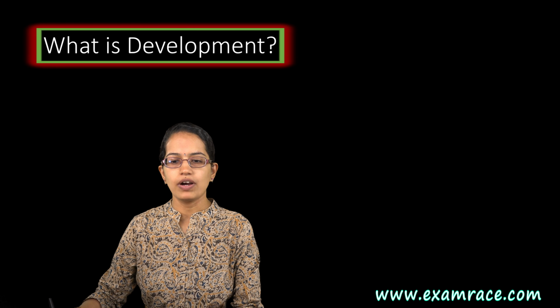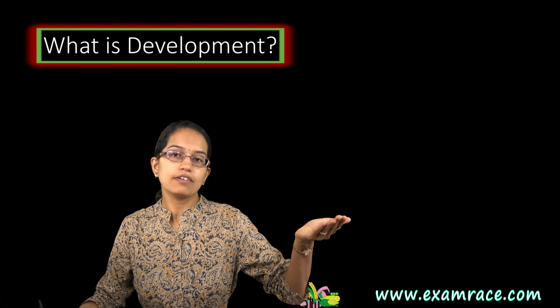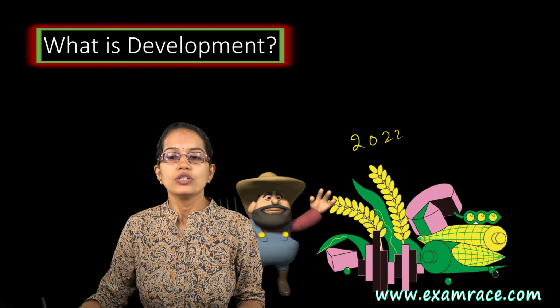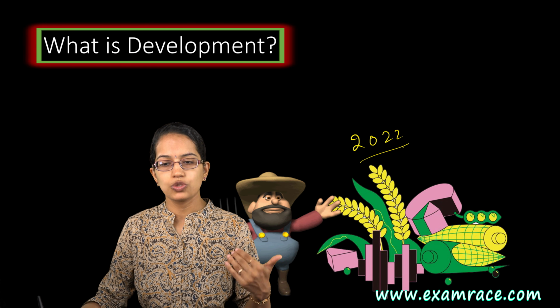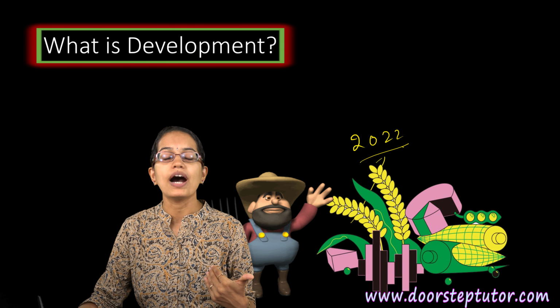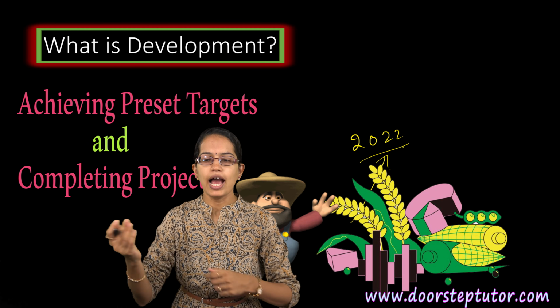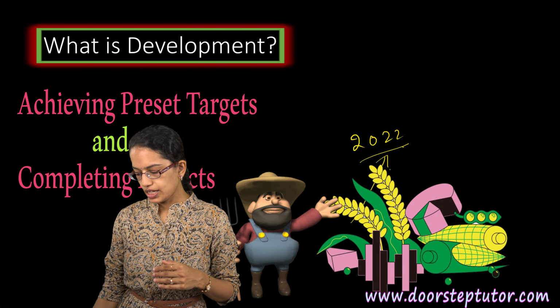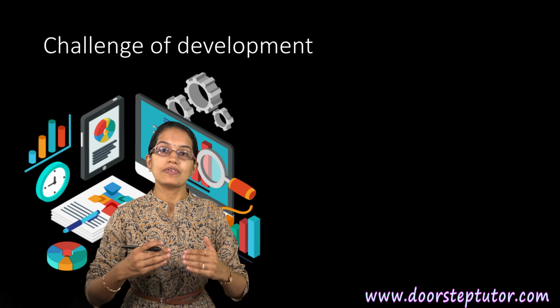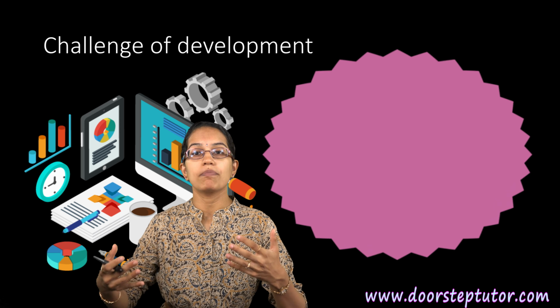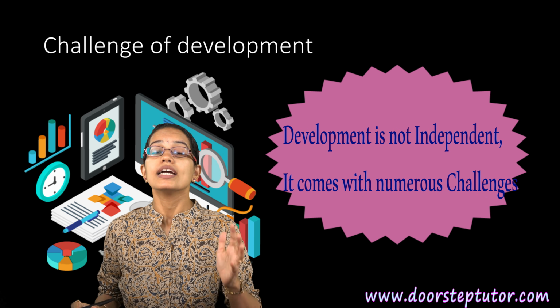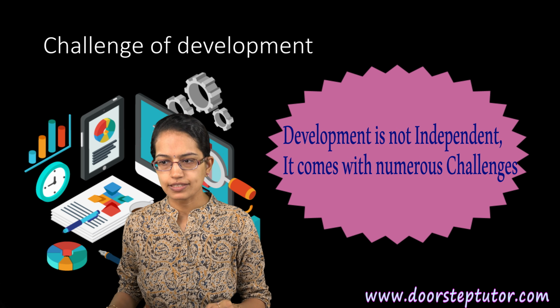Let's say you have a target to double the farmer's income by 2022. What you are trying to do is lay down a path forward to achieve that goal, to complete that project, and that is what we say is development. But whenever we say development, this development is not independent. It comes with numerous challenges.